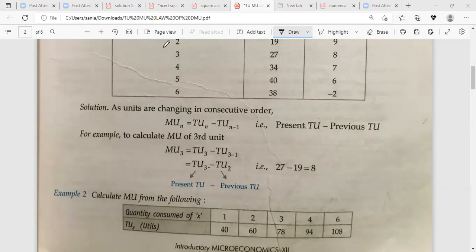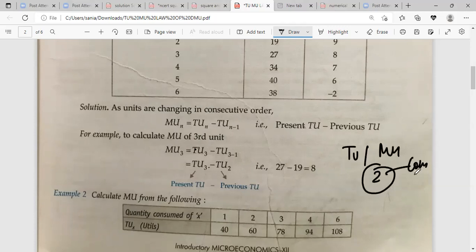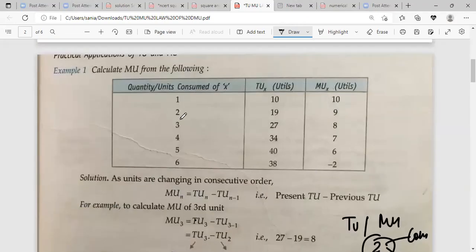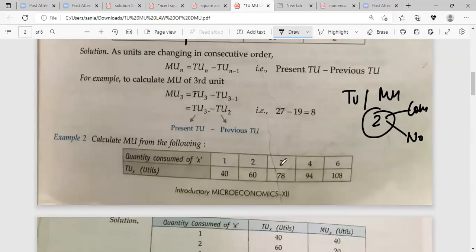Done? Yes. Okay, so here's a surprise for you. When we were doing, when I introduced you to TU and MU, I gave you two formulas. One was when your terms are consecutive, and second was when it was non-consecutive. Consecutive means like 1, 2, 3, 4, 5, 6. But here you can see 1, 2, 3, 4, and 6. So these numbers are non-consecutive, right?